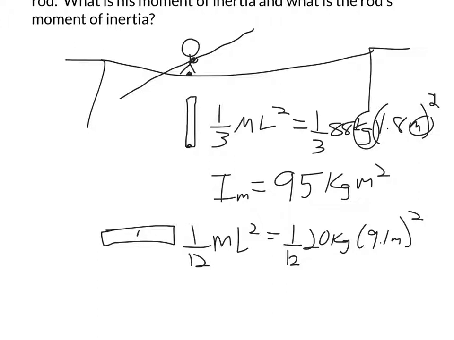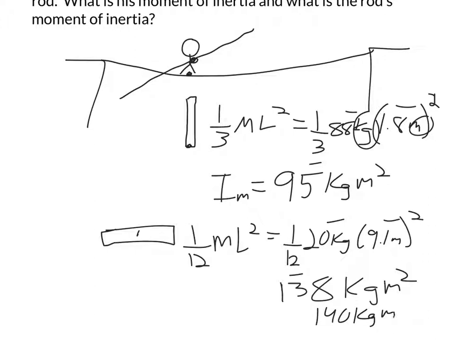So let's put that in the old calculator. 1/12 times 20 times 9.1 times 9.1. Woo, big one. 138 kilogram meter squared. And I think for both of these, this is a 2 sig fig problem. So I'm going to have to round that to 140 kilogram meter squared.